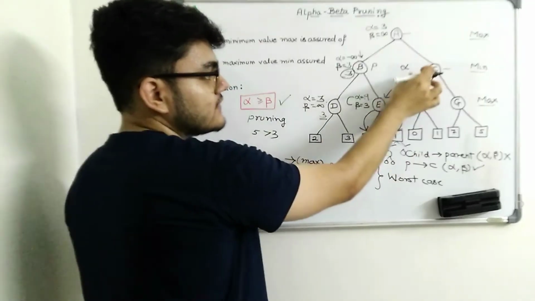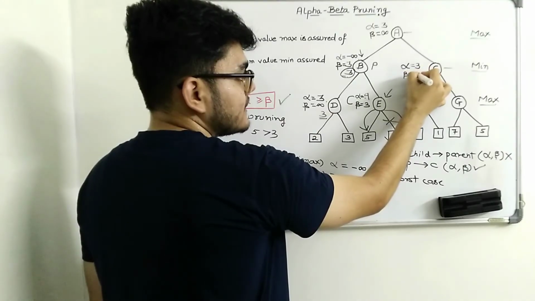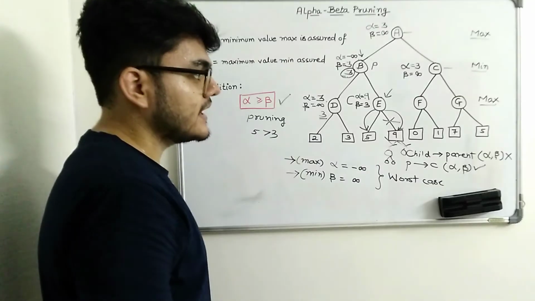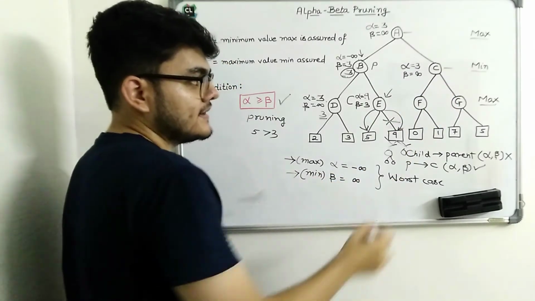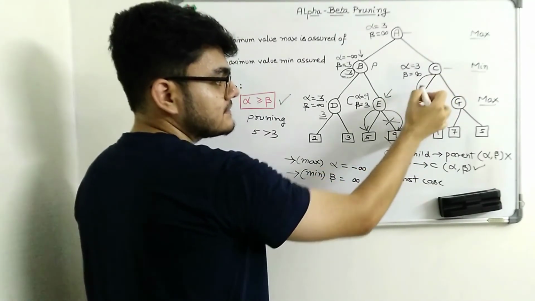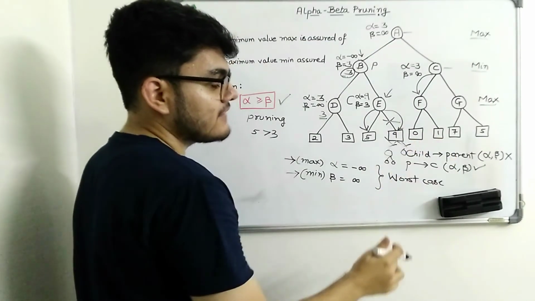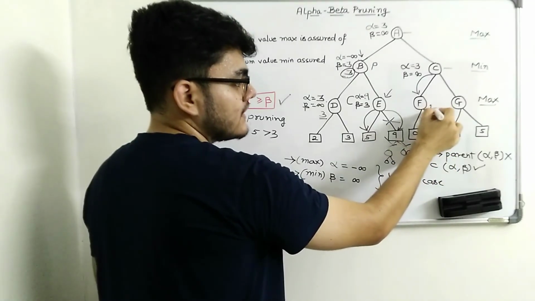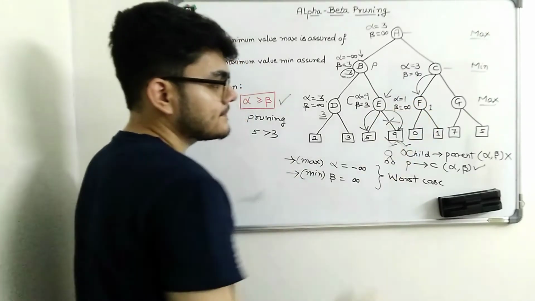Now these two values will be transferred here. So alpha will be equal to 3 and beta will be equal to infinity because we are going from parent node to the child node, right? Now from here I want to go further down. So the minimizer is going to go here. At F, the maximizer will pick the maximum value. Here you can see 1 is the maximum value, so here we will have 1. So alpha will be equal to 1 and beta will be equal to infinity, right?